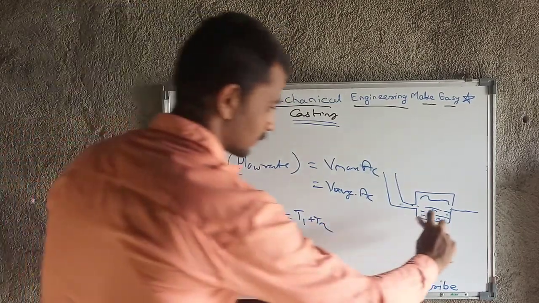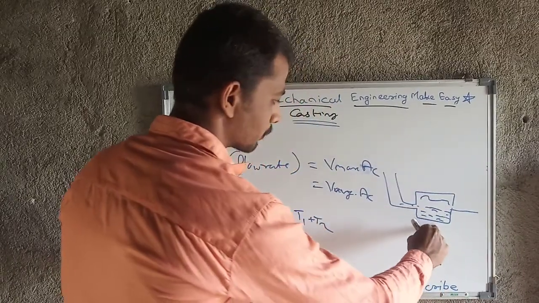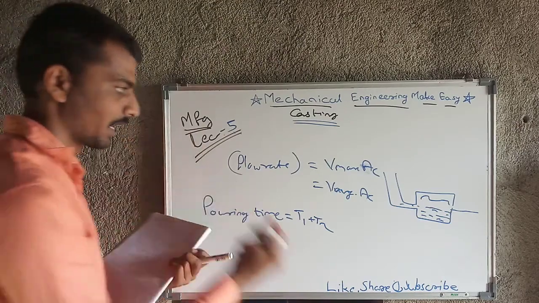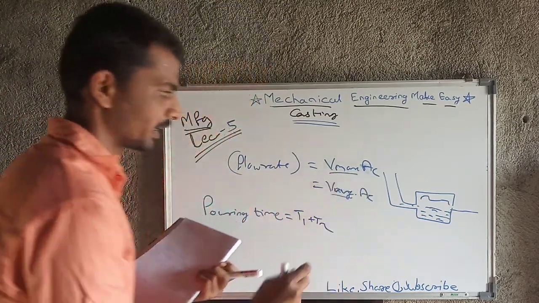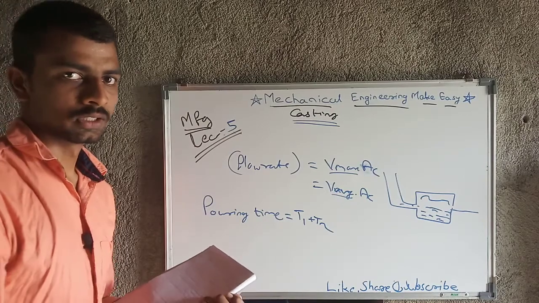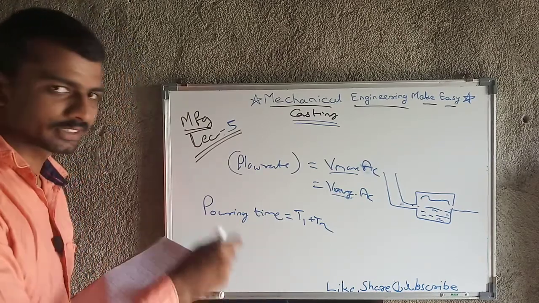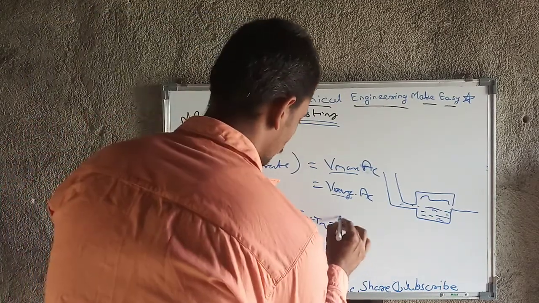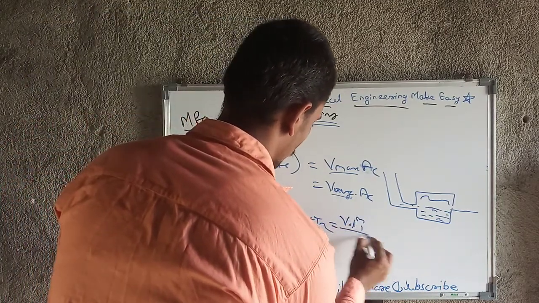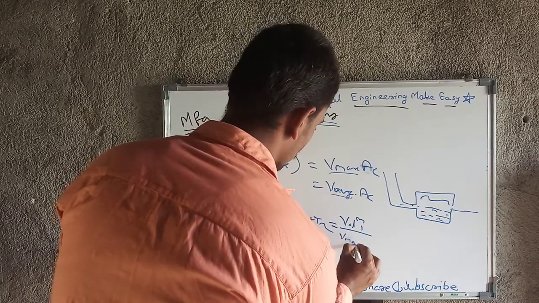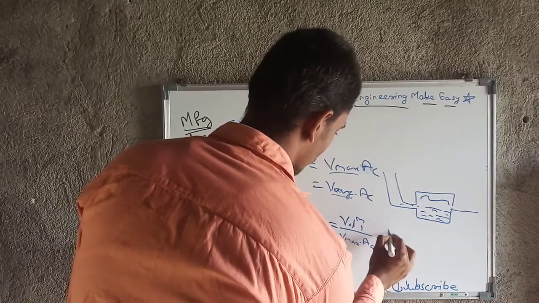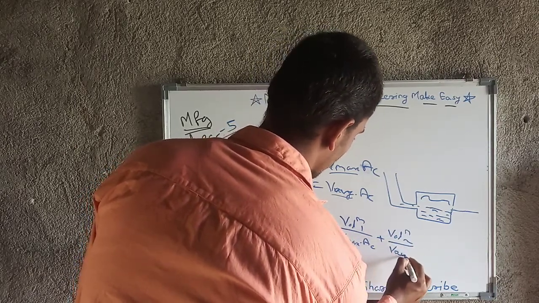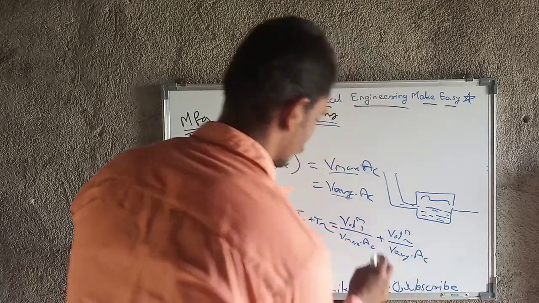in two forms. For the drag portion the pouring time will be different, and for the cope portion the pouring time will be different. As we know, the velocity is going to vary, the discharge is going to vary. And if discharge is going to vary, the pouring time will change. And what is the formula for pouring time? That is nothing but volume 1 upon Vmax into AC, plus volume 2 upon V average into AC.